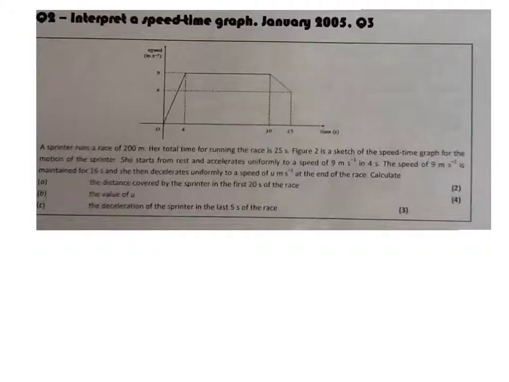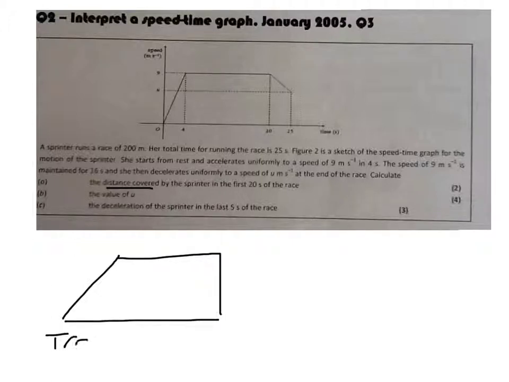Question 2a, we have a velocity time graph. Distance covered will be the area under the graph, so I'm going to sketch that out. And I'm going to go with the trapezium. If you want, you can split it into a triangle and a rectangle.